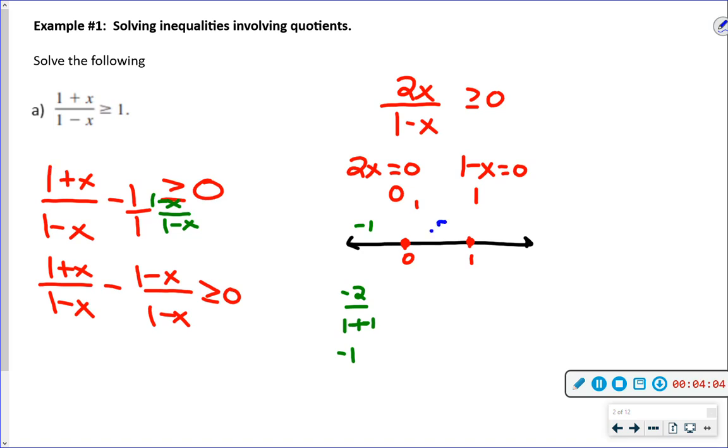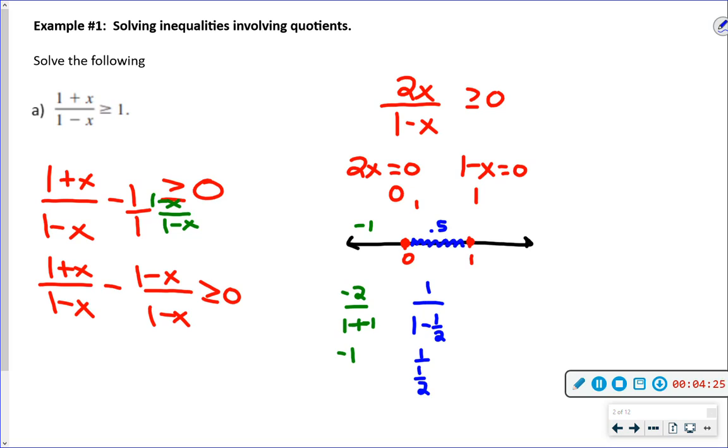Let's use a half, or 0.5, of course. So I'm going to do 2 times a half. That I can do in my head, 1. And then 1 minus a half. So 1 minus a half, you can, again, of course, use your calculator. 1 divided by a half is 2. Hey, 2 is greater than or equal to 0. That works. I'm going to shade it.